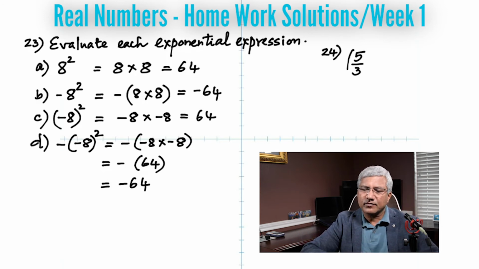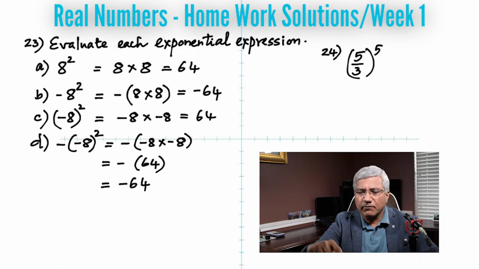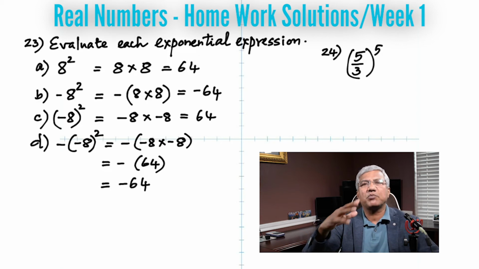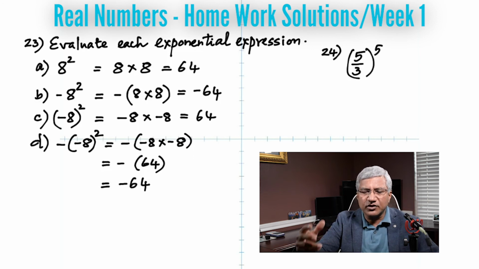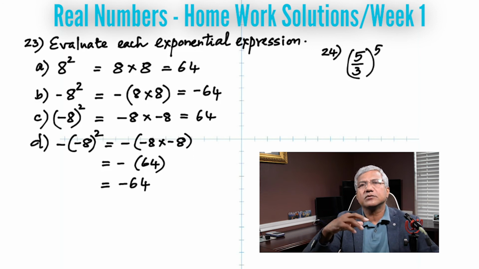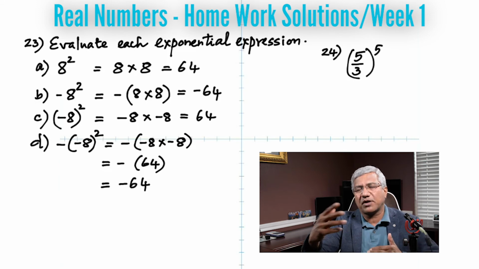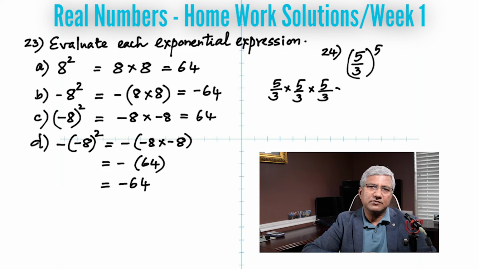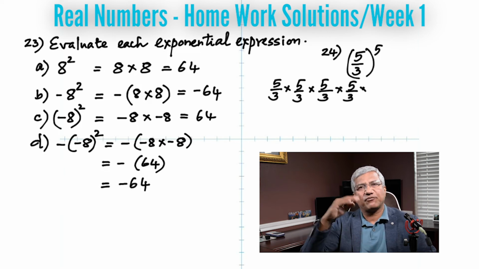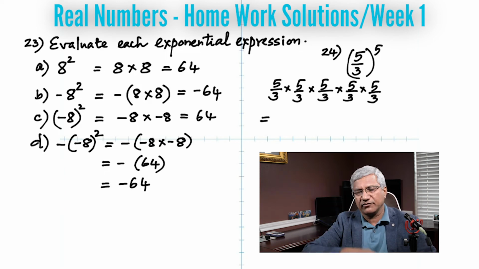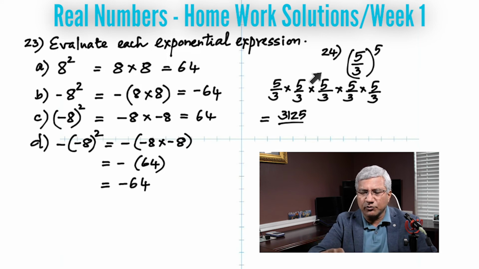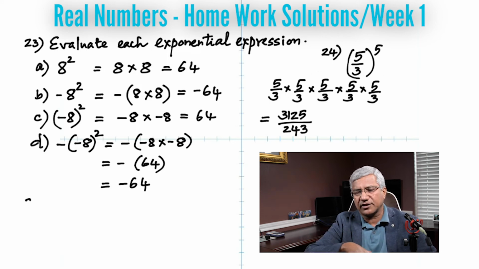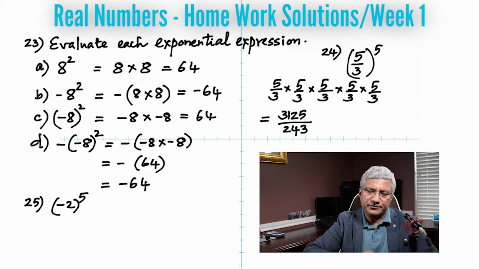24. 5 by 3 whole raised to 5. In this case, you got to raise both the numbers to the power 5. So this is 5 by 3 times 5 by 3, 5 times. Or in other words, it's 5 raised to 5 by 3 raised to 5, okay? So multiply the numerator, you get 3125. The denominator gives 243. That's a simplified form, so I left it there.